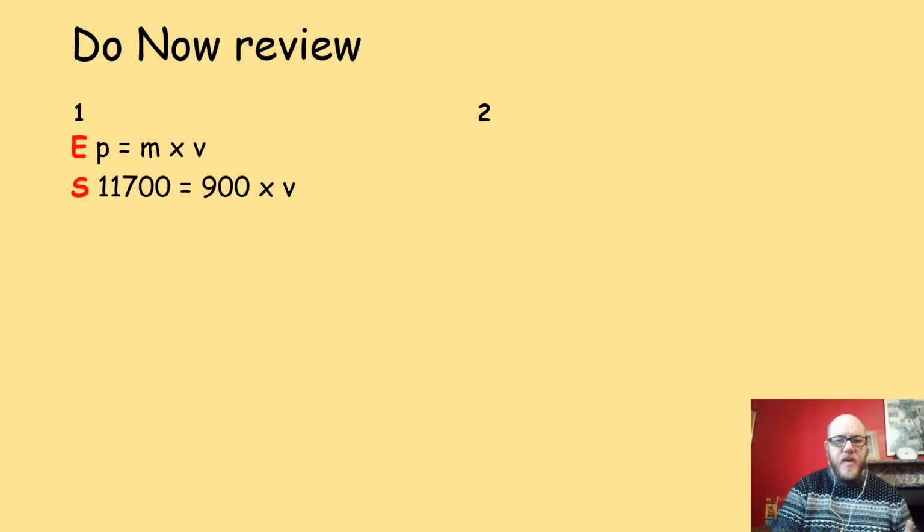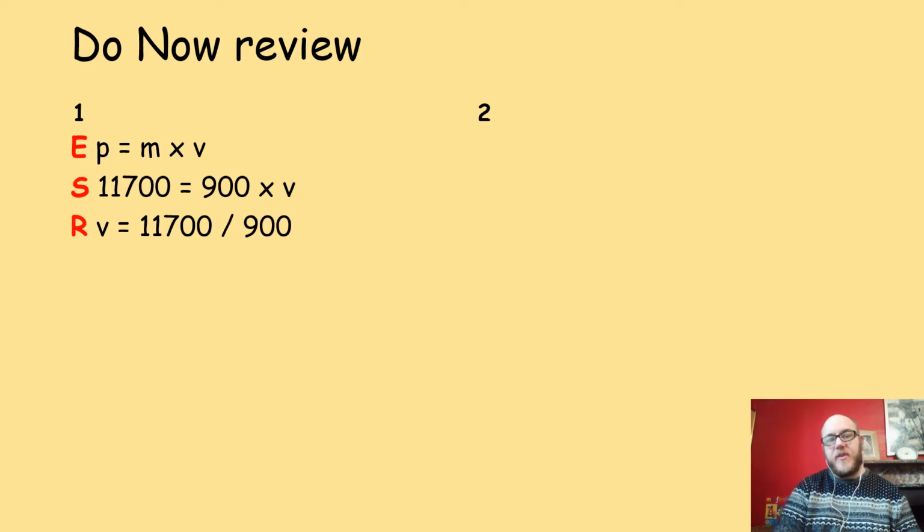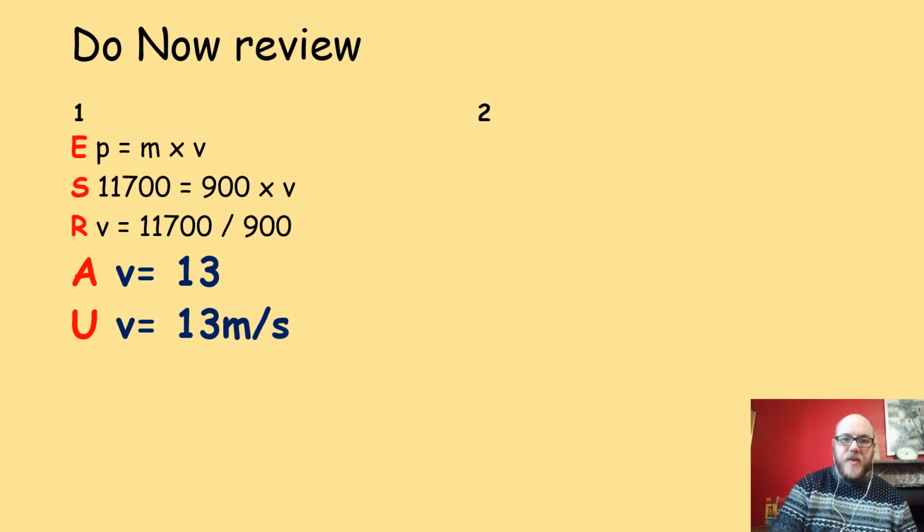Do we need to rearrange? Yes, we do. We don't have the unknown as the subject of the equation. I want V to be the subject of the equation. So to do that, I need to divide both sides by 900. So rearranging then, I get V equal to 11,700 divided by 900. And that gives me an answer of 13. And that's 13 meters per second because it's a velocity.